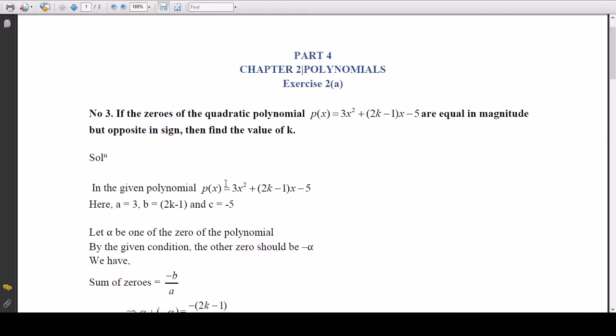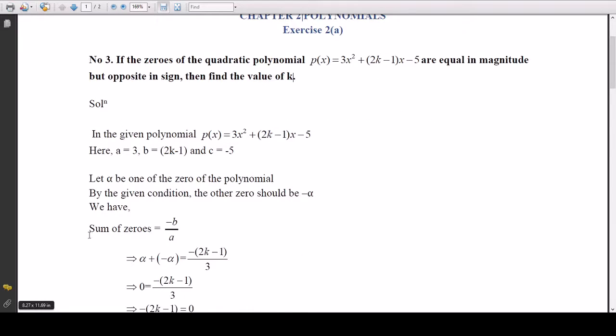In the given polynomial, what is a? a is the coefficient of x squared, which is 3. What is b? b is the coefficient of x, which is 2k − 1. And what is c? c is the constant, which is −5. Now let alpha be one of the zeros. By the given condition, the other zero should be how much? Minus alpha.